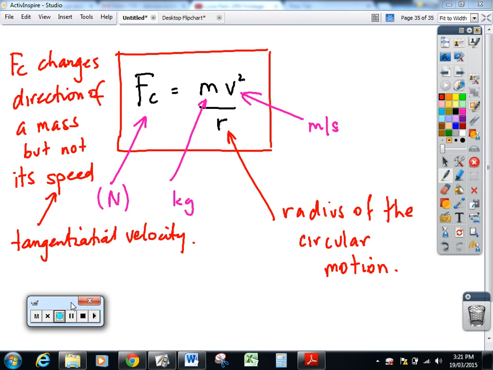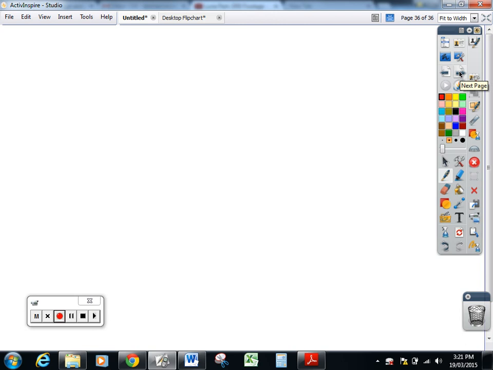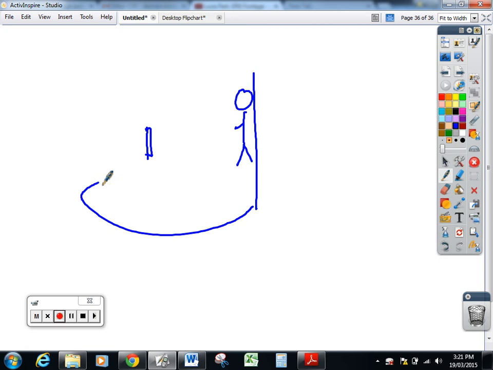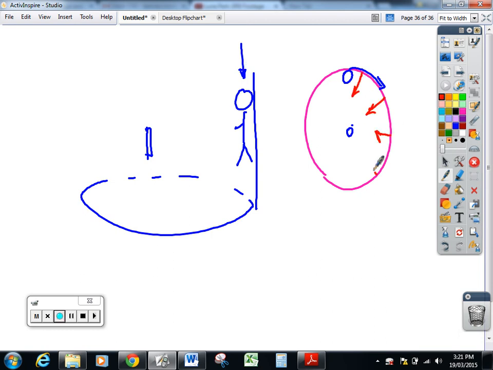Okay, so have a look at that situation there. This is the person here, and there's the wall of the rotor. Here is the centre of the rotor, and this is the floor of the rotor. Looking from above, this is that person's head, there is the centre, and they're going around like that. As they go around, it's the wall that constantly pushes them towards the centre.